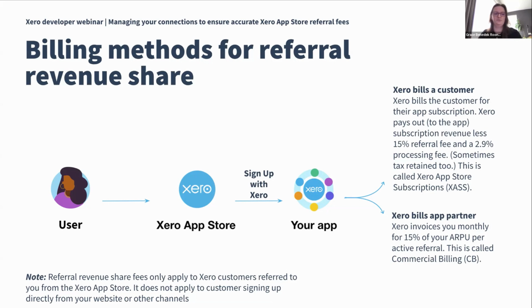The Xero App Store subscription billing model is built out to our billing API, and it means that Xero manages the subscription revenue from the customer for you. Xero pays out subscription revenue less a 15% referral revenue share fee and a 2.9% processing fee. In some scenarios, Xero retains tax as we are liable to pay, and for other scenarios, tax is passed back through to you, the app, to pay. Further regional tax information is available in our business subscription business guide.